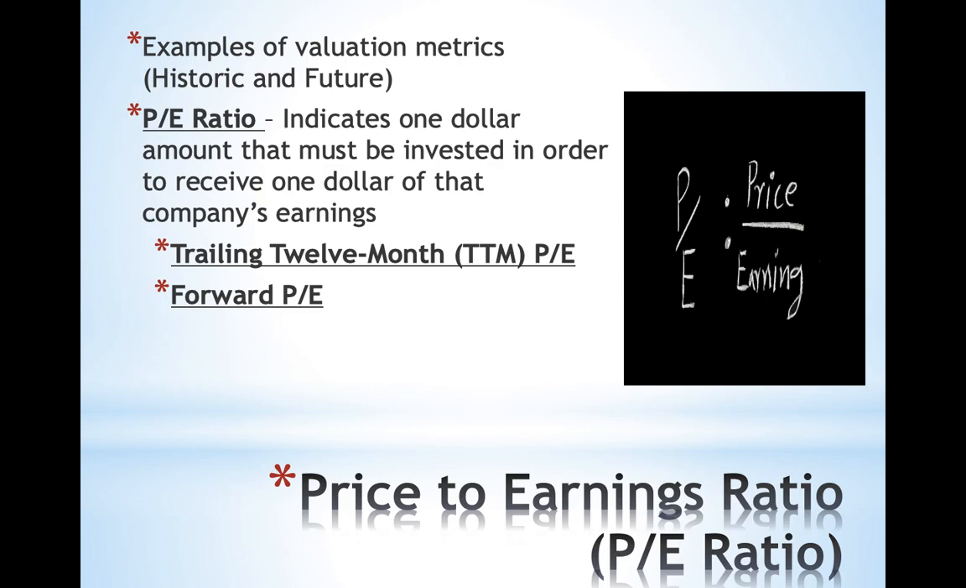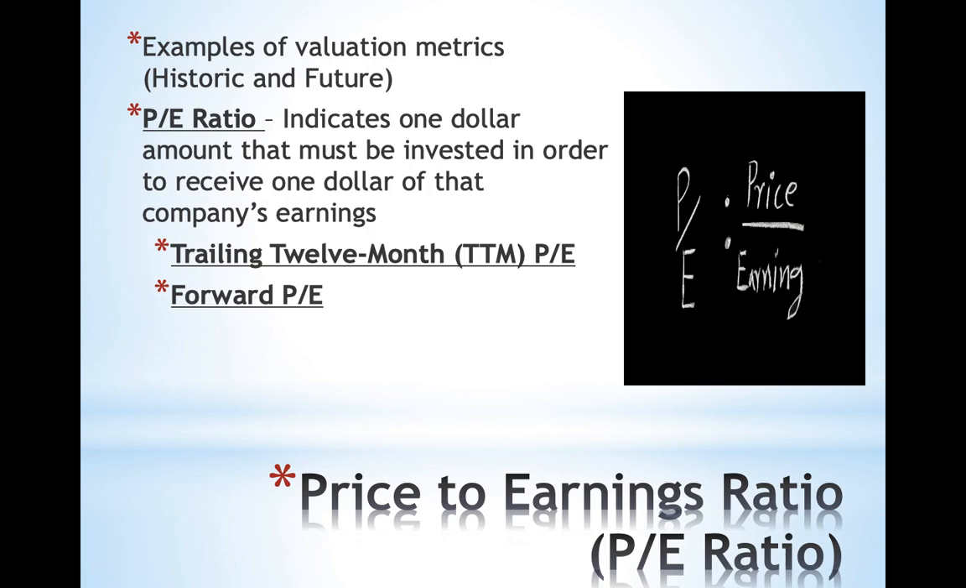And so when we look at this, we want to look at two types of P/E ratio. There's a historic one, the trailing 12-month, the TTM P/E ratio, and this basically looks at, based on the buying and selling of stocks and the value of this company in the last 12 months, what does that look like as far as their earnings?